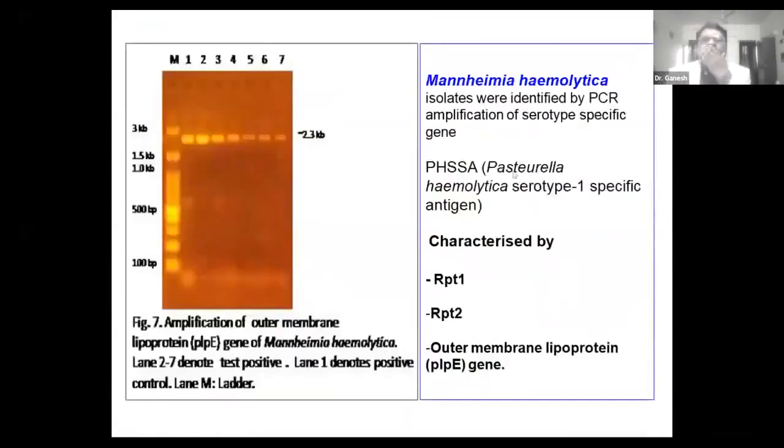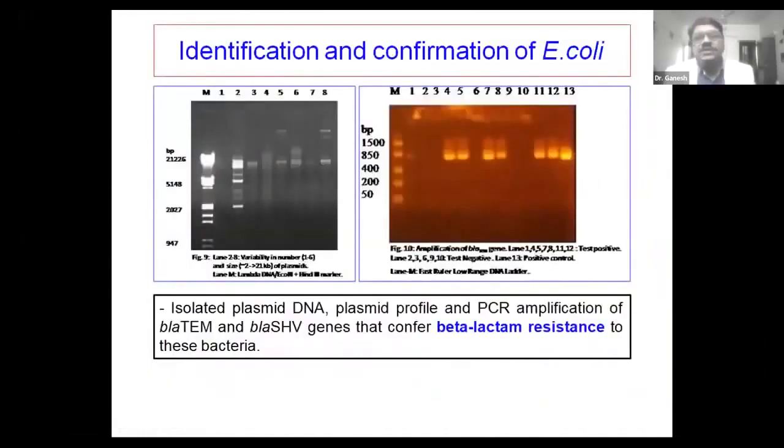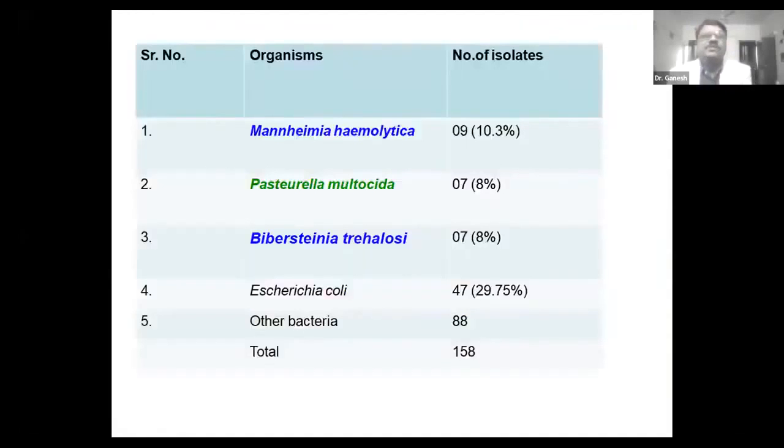Then we got Mannheimia hemolytica, 9 isolates, and these were confirmed by specific PCR and by the PHSSA gene as serotype 1 specific Mannheimia hemolytica, and also characterized by the RP21 and RP22 genes. We also isolated more than 46 E. coli isolates, and we identified whether these E. coli are pathogenic or non-pathogenic. That we identified by PCR examination and also by sequencing of these isolates.